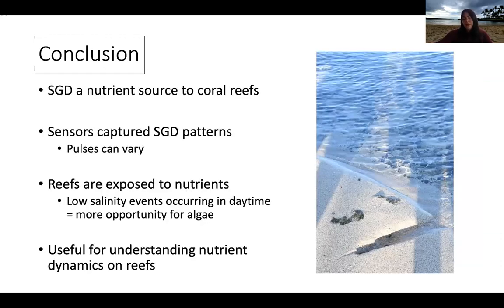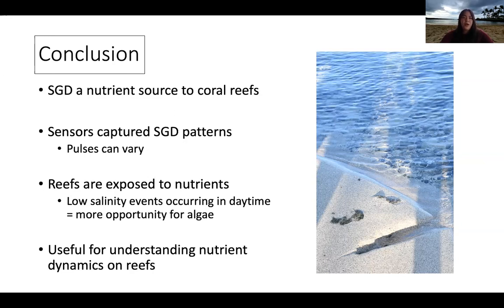We also found that SGD is a nutrient source to coral reefs. The sensors that we deployed captured these SGD patterns, and that these pulses can vary from minutes to days, and that using this information, we could see that reefs are being exposed to nutrients from land, and that these low salinity events can cross over into the daytime.